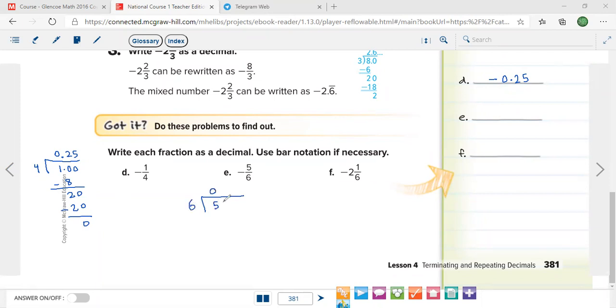So it will be 0. Put here decimal point and 0. Lift decimal point up. 50 divided by 6. This will give you 7 because 7 by 6 is 42. Minus, and this will give you 8.